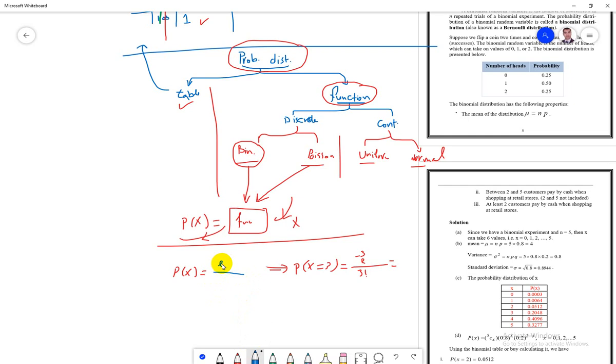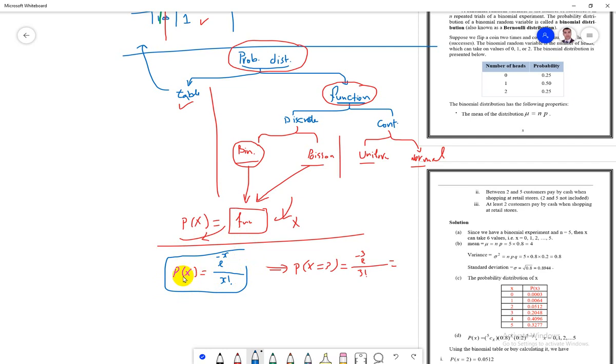So e to the power negative x, where x is the value of the variable that I need to find the probability for, divided by x factorial. The e and the factorial, I can find from a calculator. I will show you how we can use a Casio calculator to find the e and the factorial. So that's the general formula, the probability of x equals e to the power negative x divided by x factorial.